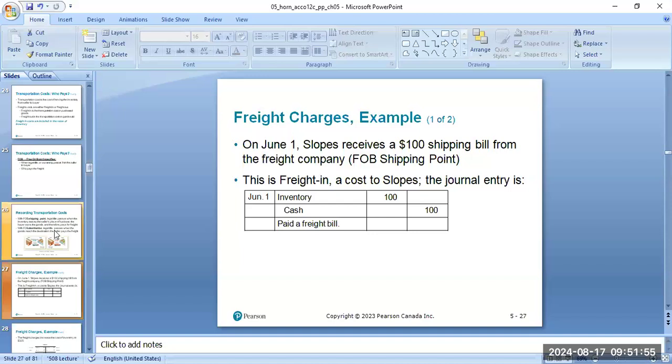In that case, what's going to happen? The cost of the inventory is going to go up with the cost of the shipping, which is $100 in this case. And obviously, once the shipping company delivers the goods, you cannot pay on account, you have to pay cash. So for that reason, we're going to increase the cost of inventory, debit inventory $100, and reduce our cash by $100, and we're done.